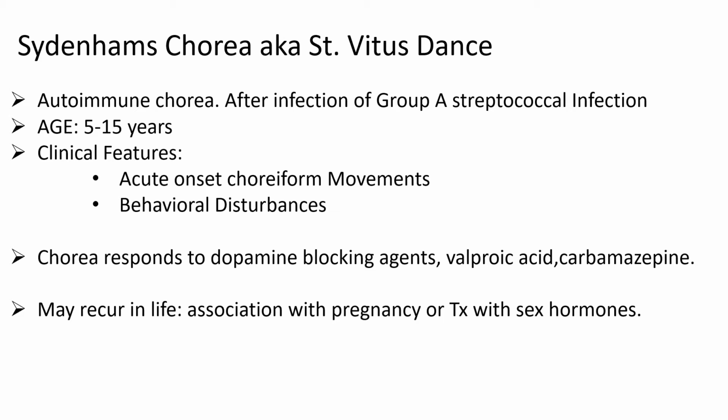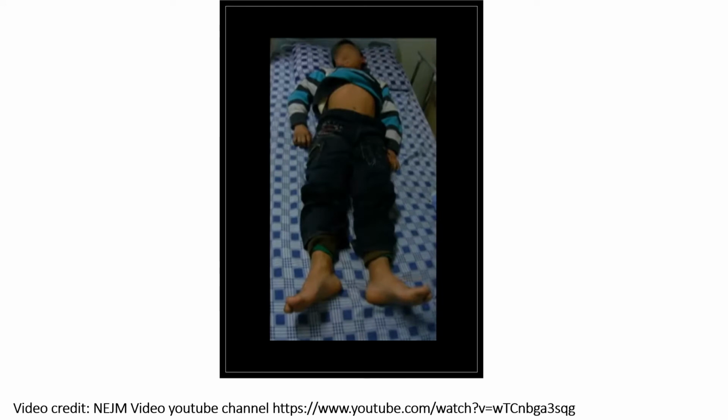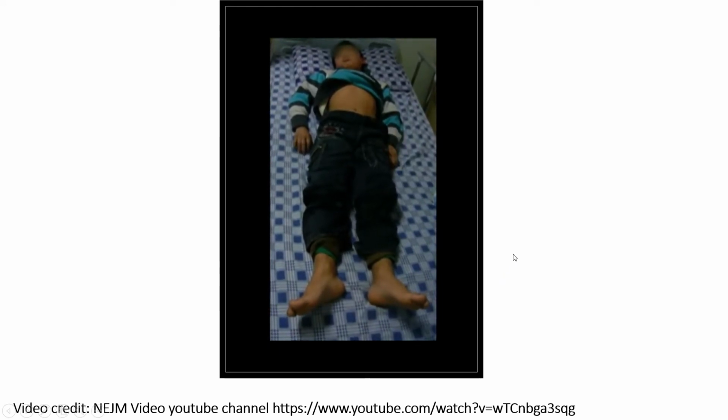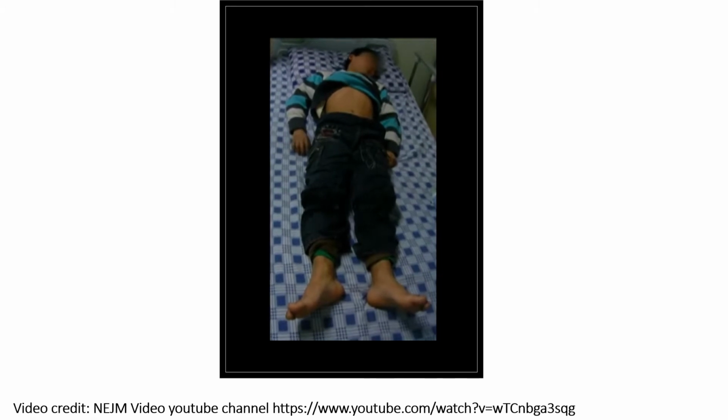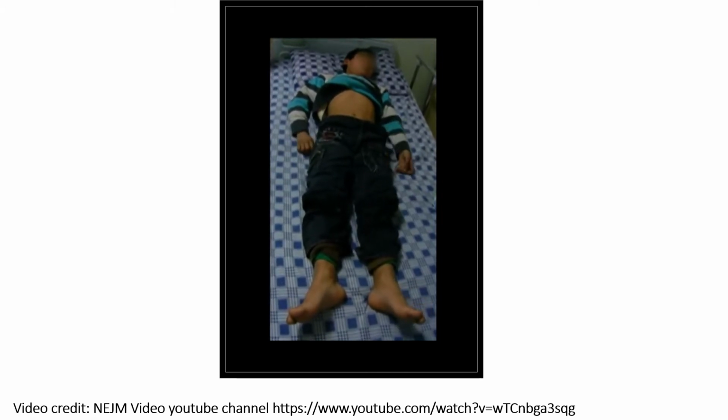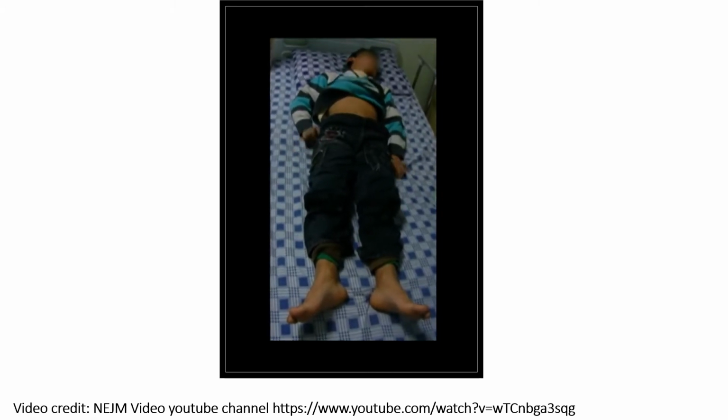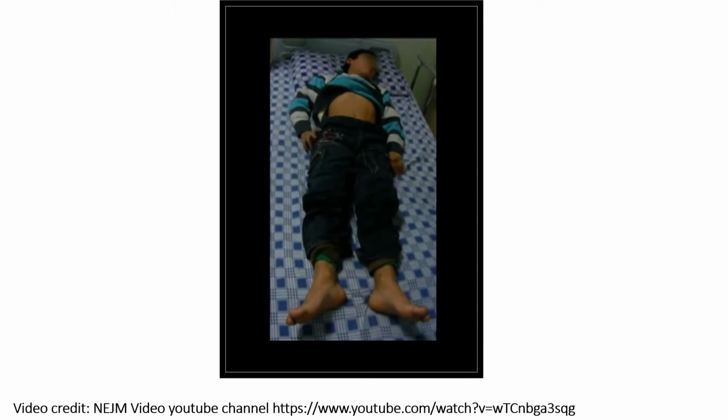Acute onset choreiform movements, often associated with behavioral disturbances as well. The chorea responds to dopamine blocking agents, valproic acid and carbamazepine, and it may recur later in life, for example, when associated with pregnancy or treatment with sex hormones. So this is a patient of Sydenham's chorea, as I think I've shown this before also. Again, we can see it's a hyperkinetic movement. It is non-rhythmic, abrupt, unpredictable, rapid, non-patterned, and a continuous random flow of muscle contractions is present.